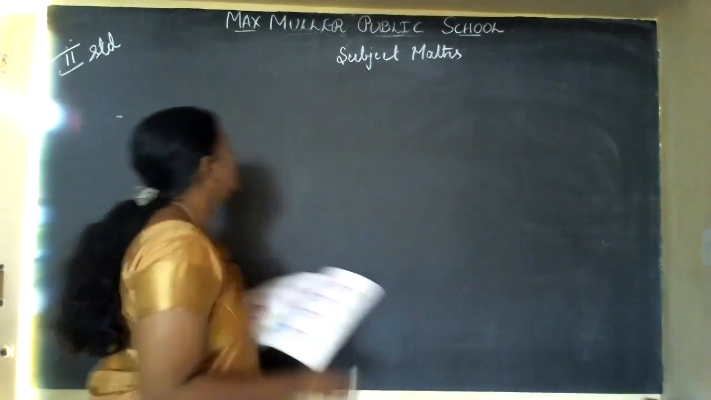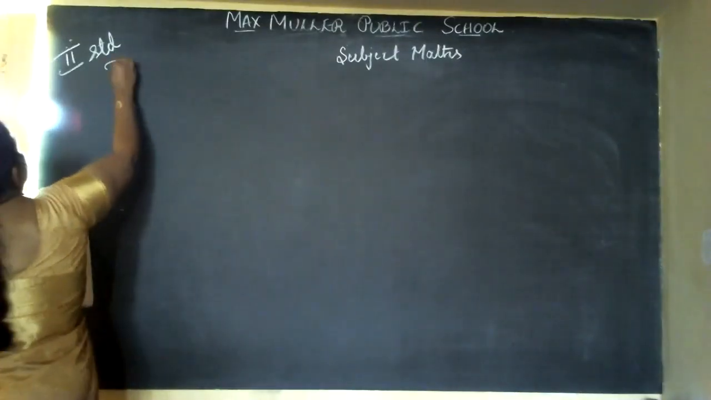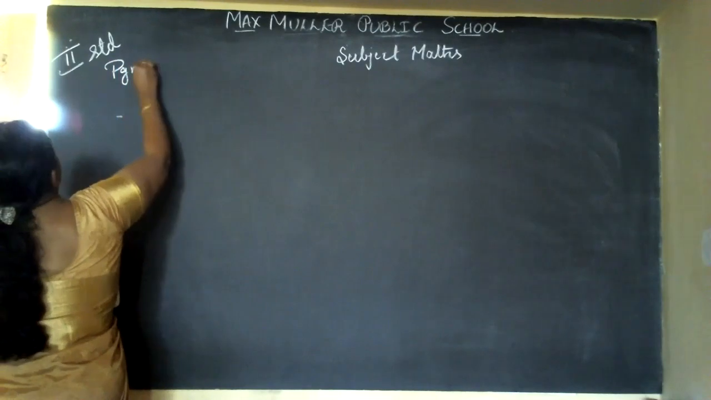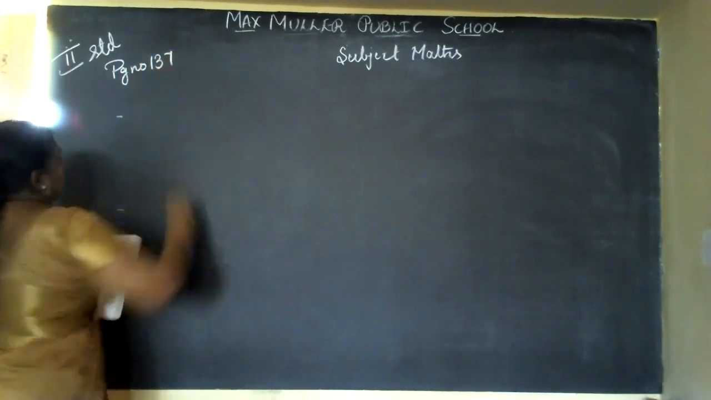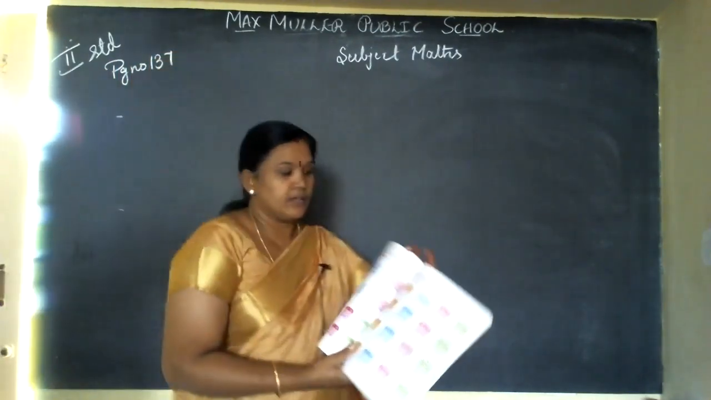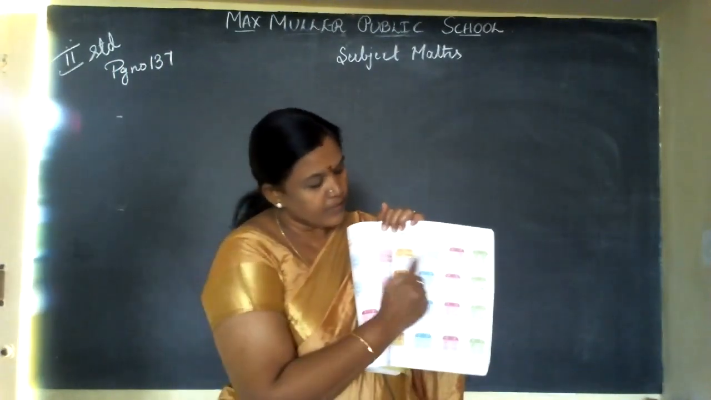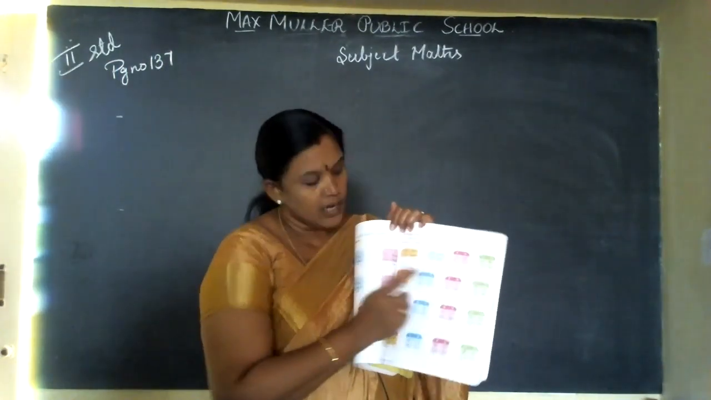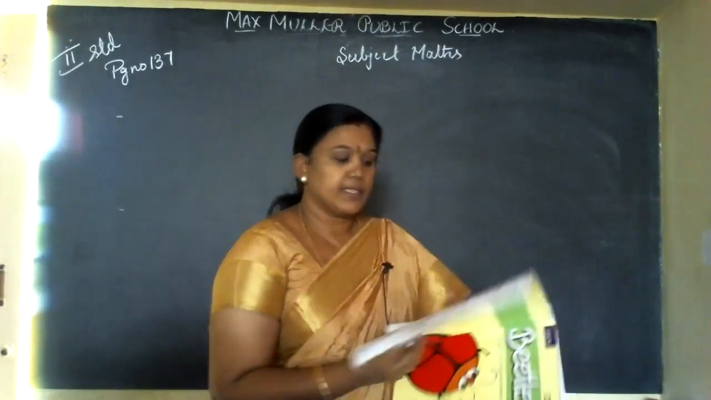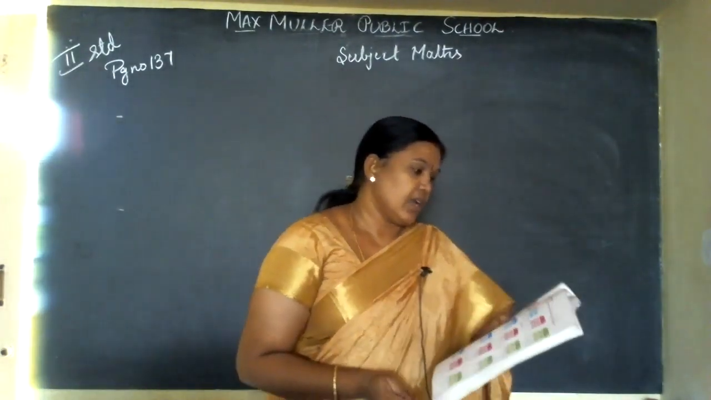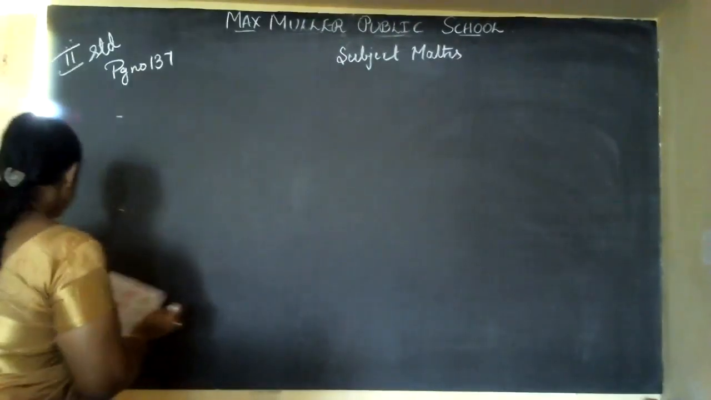Page number 137. Last class, we did the first 4 sums, no children. Now, the next sums we will do. Subtraction of money, next sum.